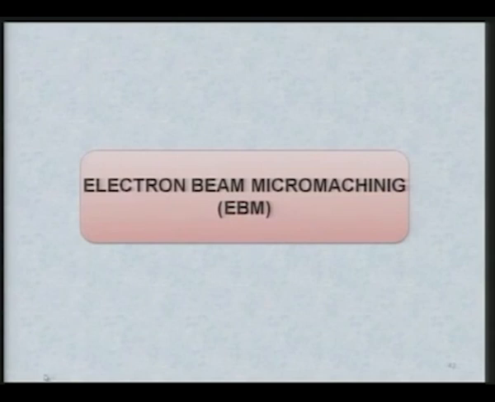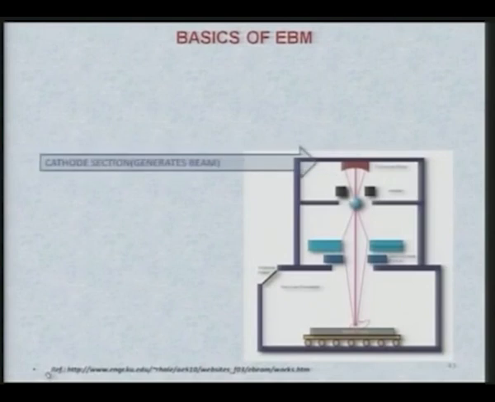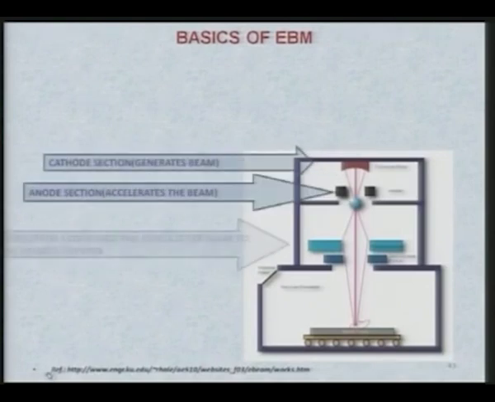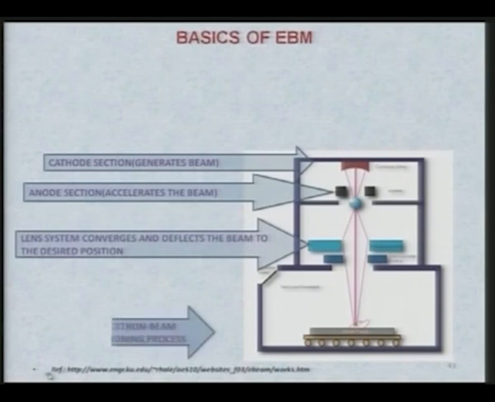In the last class, we were discussing micro machining, and we started with a very important micro machining process that is known as electron beam micro machining. I had shown you the setup for electron beam micro machining, as you can see here, and we have already discussed it while we were discussing the electron beam micro machining section. So, various elements are shown here.